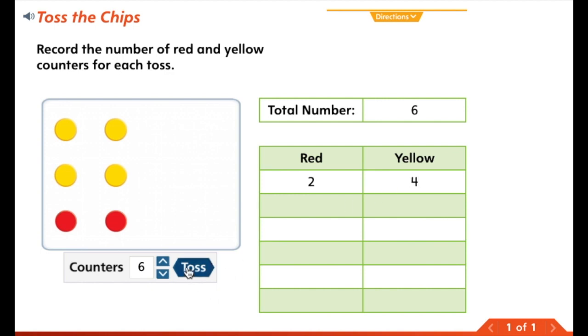Then I'm going to hit toss again. Oh, this time I have a different arrangement. How many do you see that are red? Just 1. And then we can count our yellow. 1, 2, 3, 4, 5. Now you're going to play all the way through this recording sheet. When you're done, you're going to see a little green check mark right here. You're going to click the check and turn in your work to your teacher.